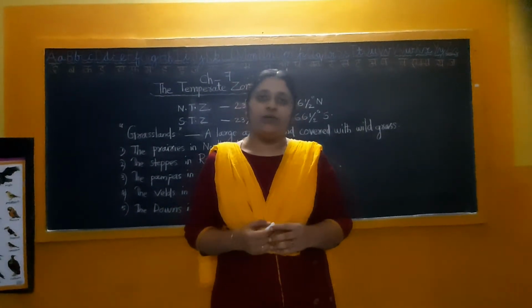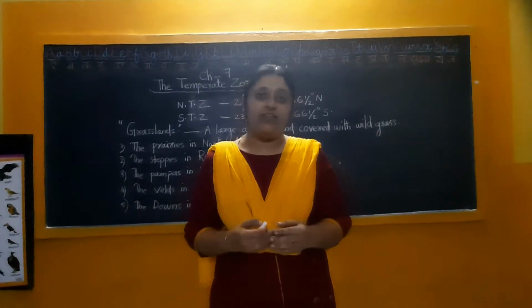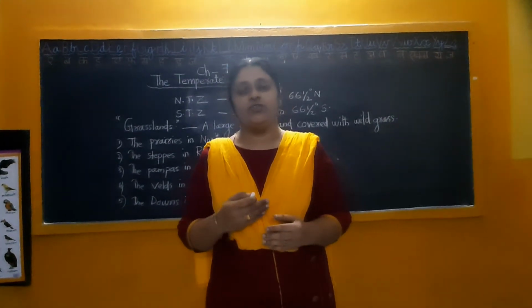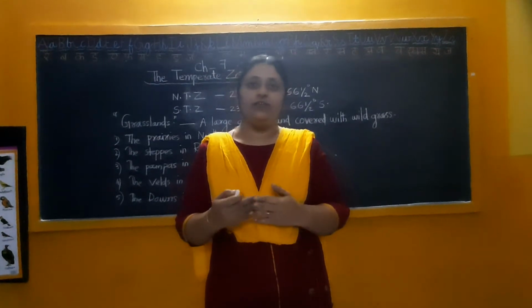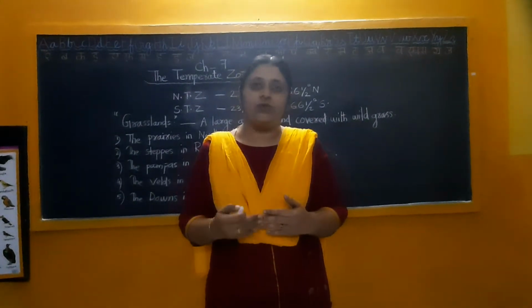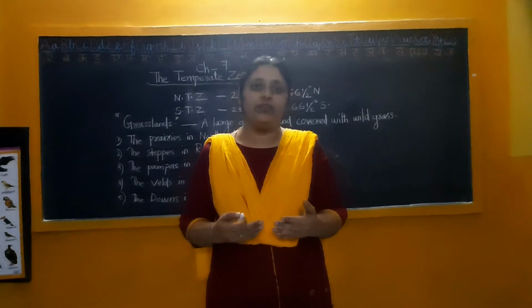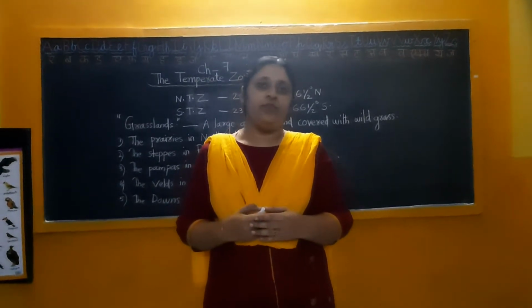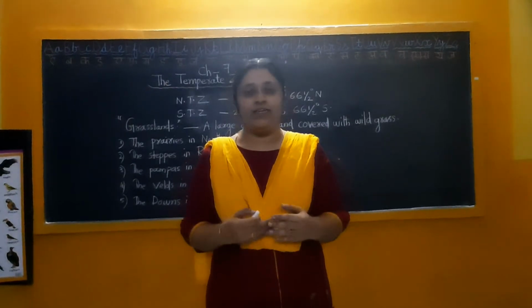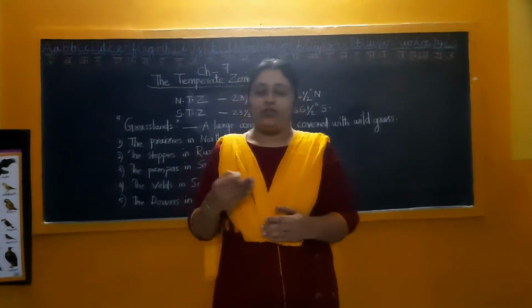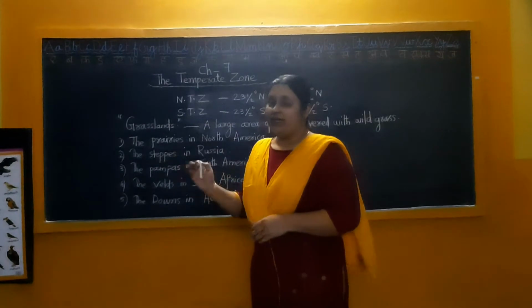So in the last chapter we learned about the heat zones or temperature zones of the world. There are three types of zones: torrid zone, temperate zone and frigid zone. So in this chapter we are going to learn about the temperate zone. Our chapter's name is the temperate zone.